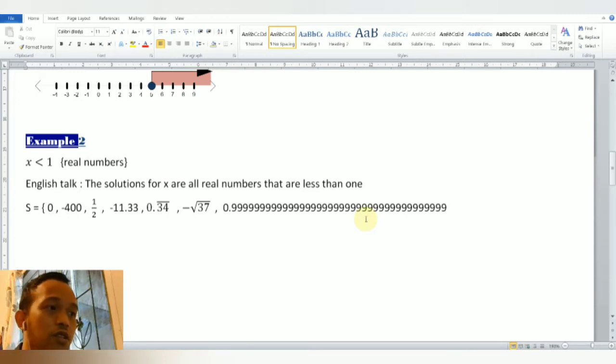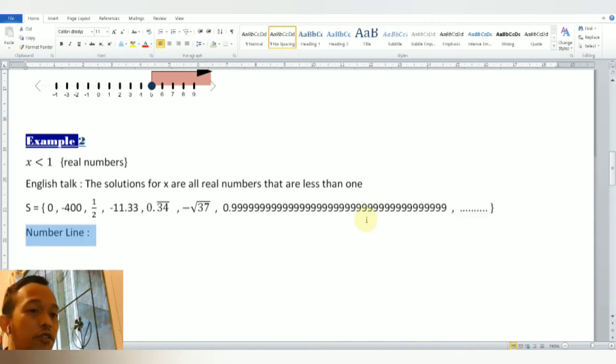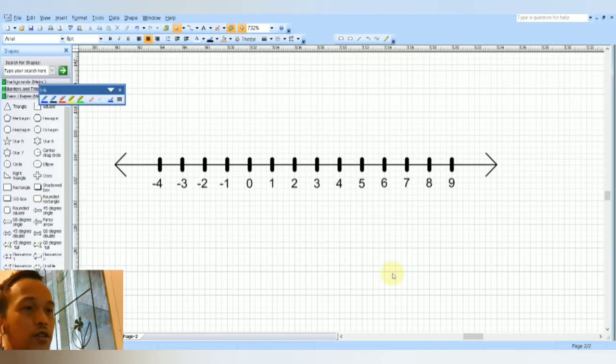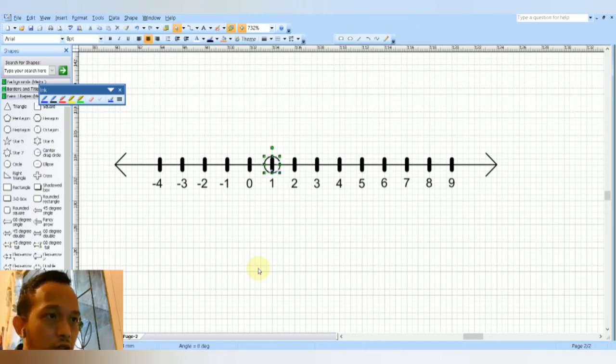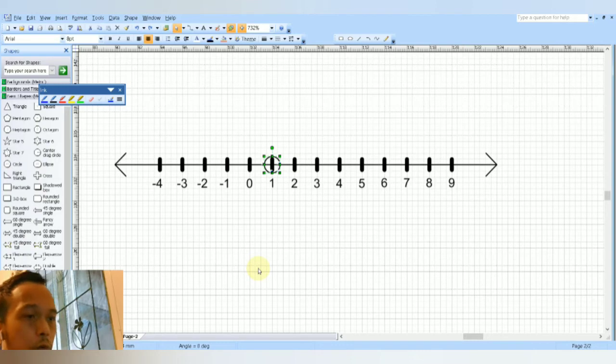Can you imagine how many possible solutions we have to put into this solution set? So instead of using the solution set, let's use the number line also. Okay, so how about the number line? Let's go to this one. Since we are asked to put the number line which shows all possible real numbers that are less than 1, but 1 is not included, therefore we use an open circle, not a closed circle. An open circle is a circle that you don't fill in. So just leave it blank.